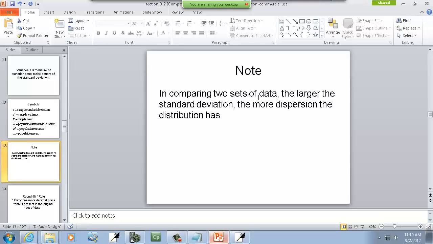Now, in comparing two sets of data, the larger the standard deviation, the more dispersion the distribution has. So the one with the largest standard deviation is more spread out.